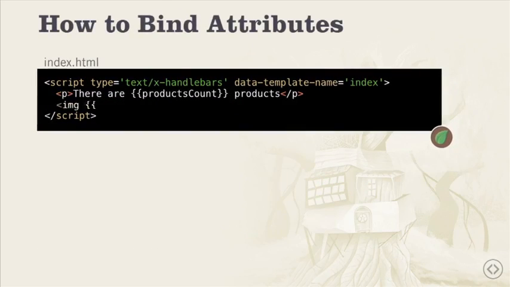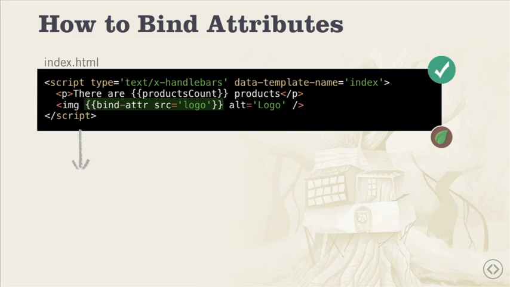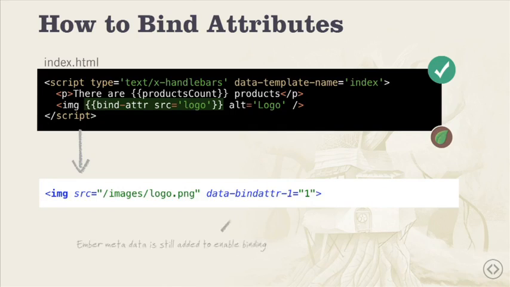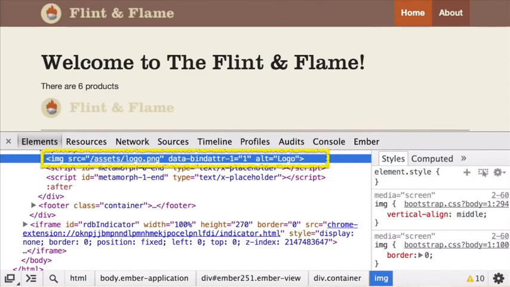In this case, we're going to use the bind attributes helper specifying source equals logo. Logo here is the name of our property. This then properly renders out our image tag with an extra data attribute so Ember can keep track of it. Now if we go back into our inspector, we can see that the image indeed renders out properly.